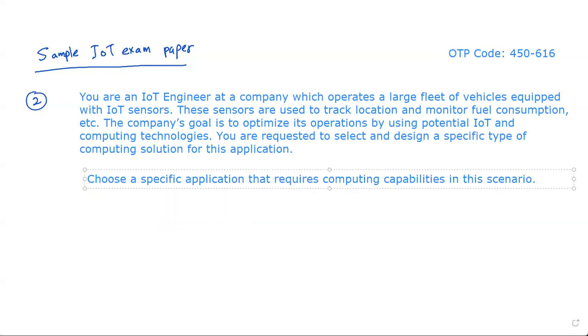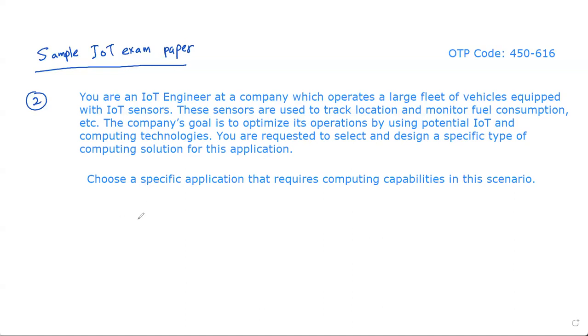Okay. So I will try to continue with the questions in the exam paper. You are an engineer at a company that operates a large fleet of vehicles equipped with IoT sensors. These sensors are used to track location and monitor fuel consumption, etc. The company's goal is to optimize its operations by using potential IoT and computing technologies. You're requested to select and design a specific type of computing solution for this application. So choose a specific application that requires computing capabilities in this scenario.